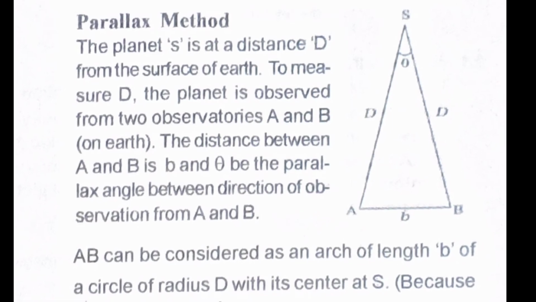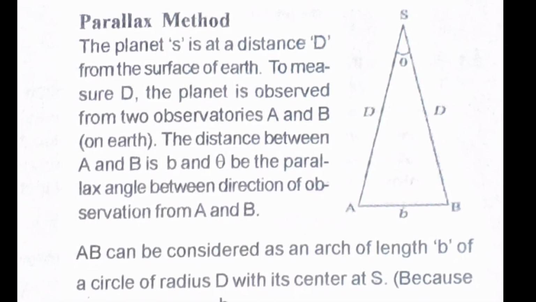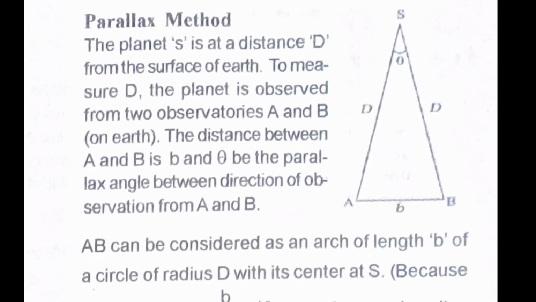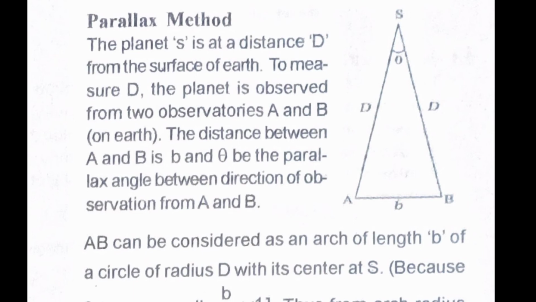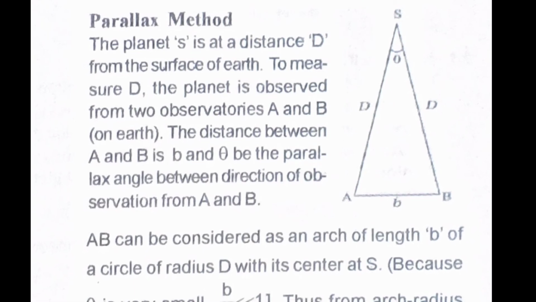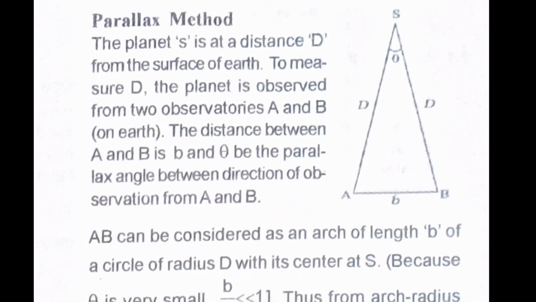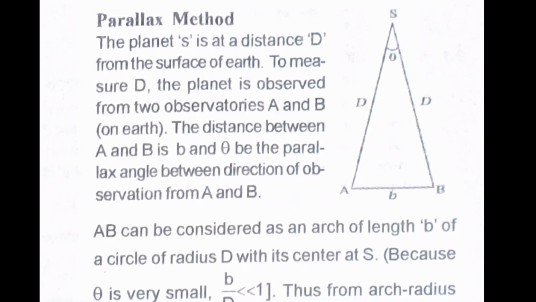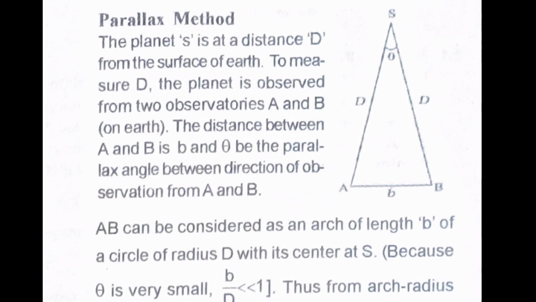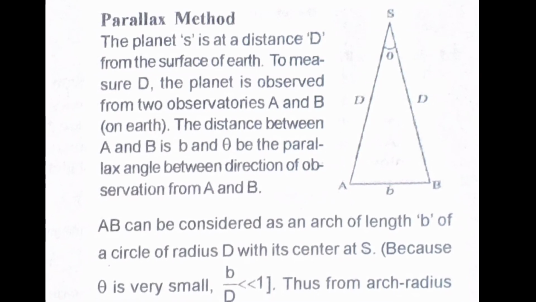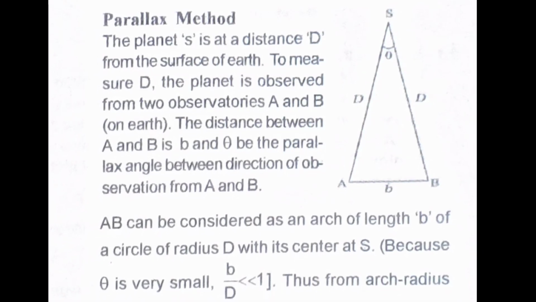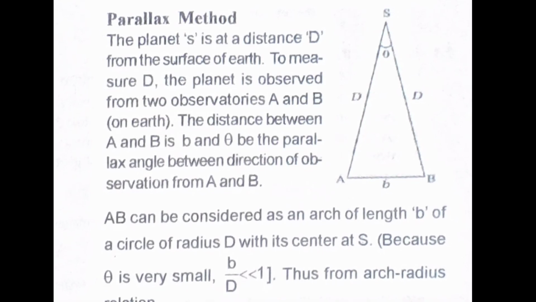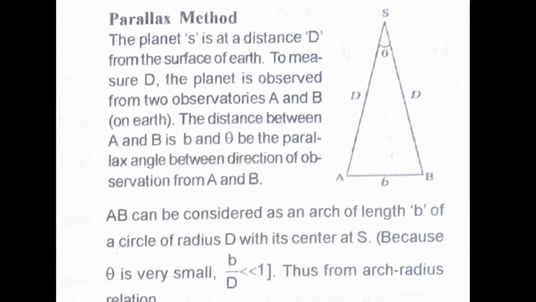For applying the parallax method, we have to observe the planet simultaneously from two observation points, A and B on Earth. Then we can measure the parallax angle theta. Here theta is marked, the parallax angle. d is the distance between the Earth and the planet, a very large distance, and b is the distance between the two observatories, A and B, on the Earth.